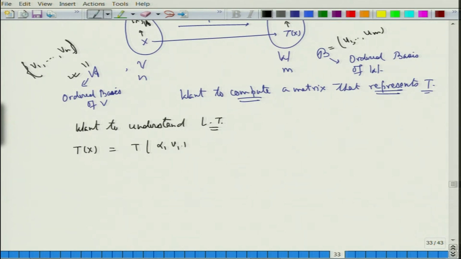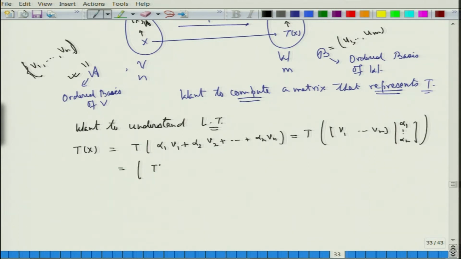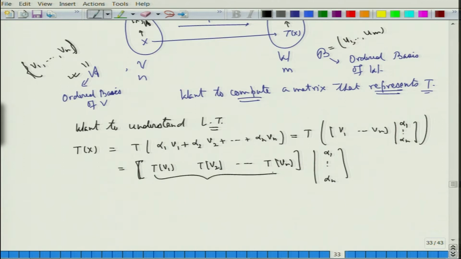So x is alpha 1 V1 plus alpha 2 V2 plus alpha n Vn. This we saw is nothing but T applied to, recall yourself, V1 to Vn, and then alpha 1 to alpha n, which was the same as looking at T of V1, T of V2, T of Vn, and then alpha 1 to alpha n. Fine. So this is the vector which is x with respect to A.